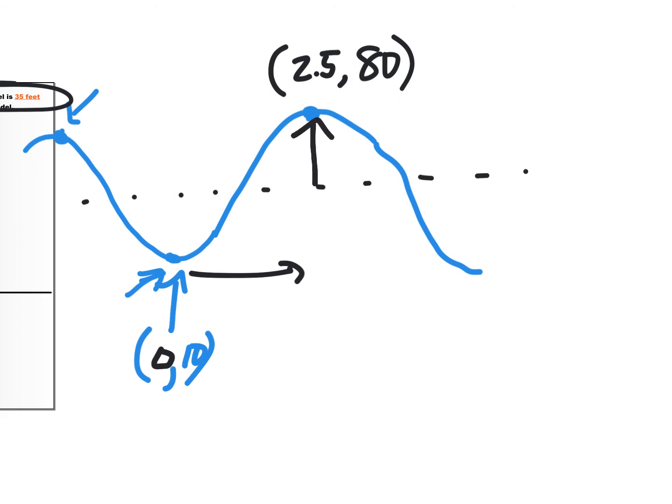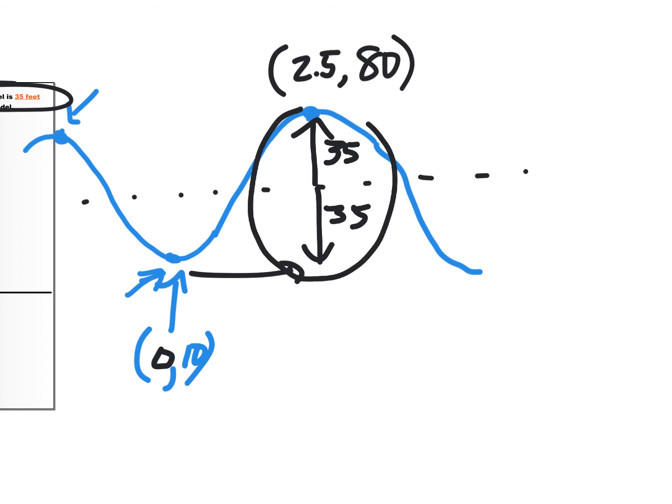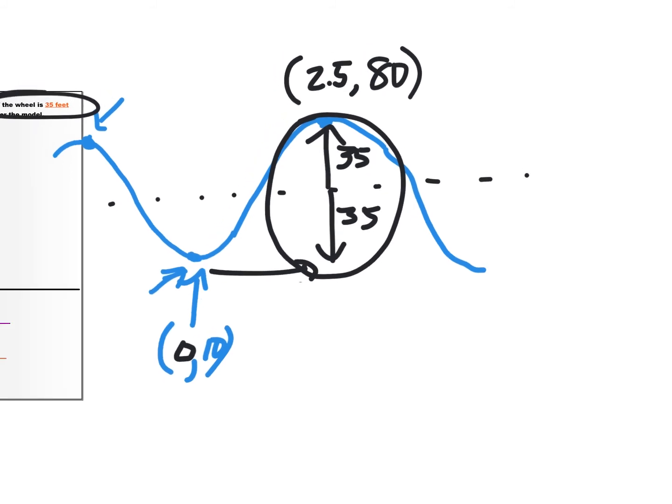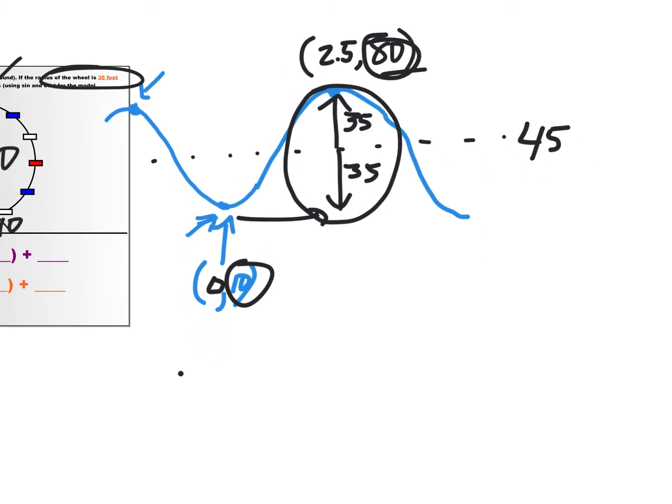Okay, would you agree, since they told us the radius of the wheel was 35, that this is 35 and this is 35? Right? If that's the radius of the wheel and the wheel's kind of like this. Okay, so then 35 up from 10 makes this at 45. Another way to do that is just to take the 80 and the 10 and average them. Add them together, divide by 2. Once you got that line down the middle, you're almost done.